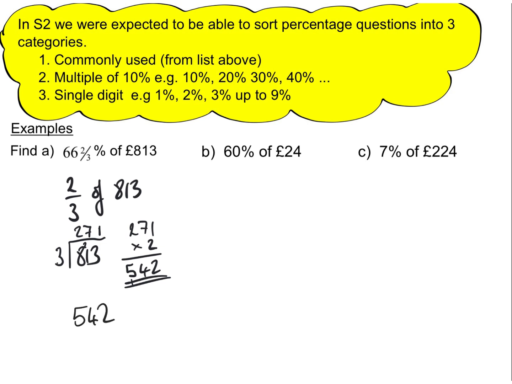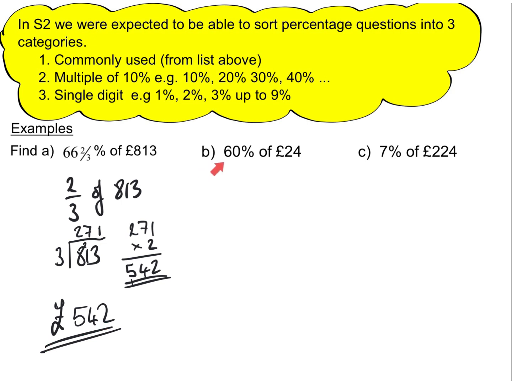So for a question like this, where it's a commonly used percentage in the list we've just shown you, I take the percentage and turn it into its equivalent fraction, which then makes it quite easy to calculate. The only thing I still need to do in this question is put a pound sign on this, because the question was asking not just for this percentage of 813, but this percentage of 813 pounds. So this would have to have a pound sign as well.